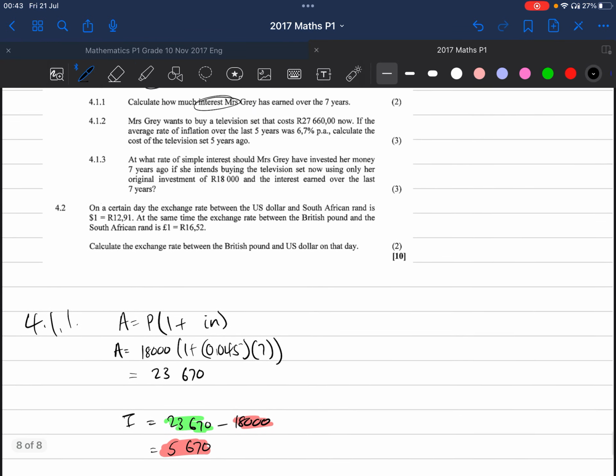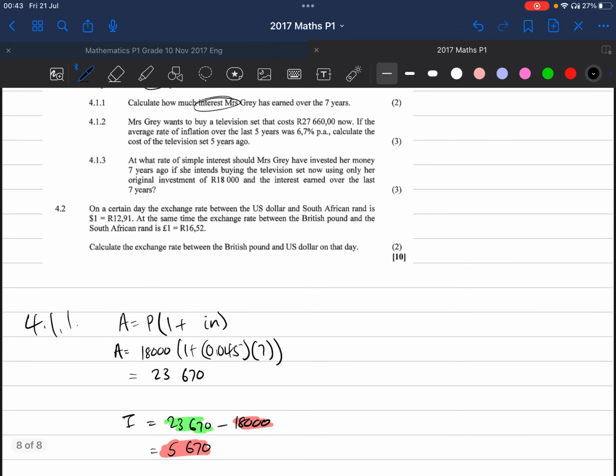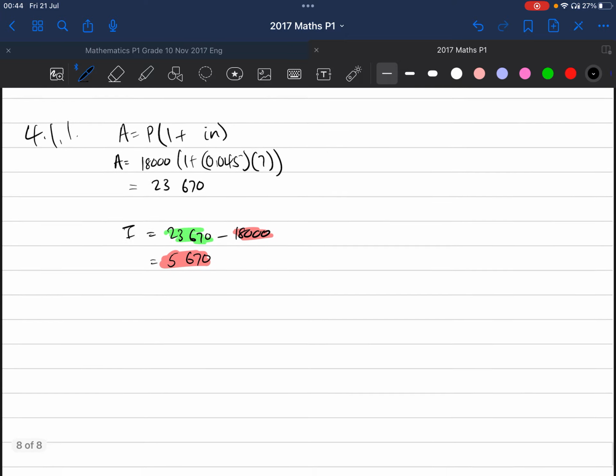Okay, let's move on to 4.1.2. Mrs. Gray wants to buy a television set that costs 27,660 Rand. If the average rate of inflation over the last 5 years was 6.7% per annum, calculate the cost of the television set 5 years ago.